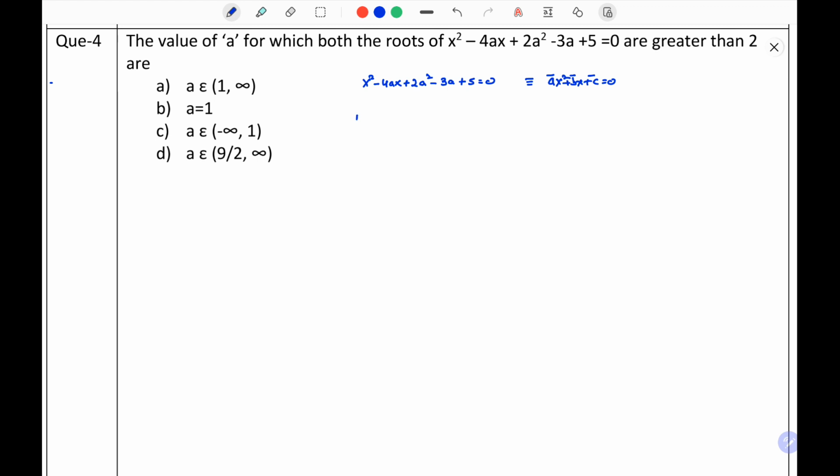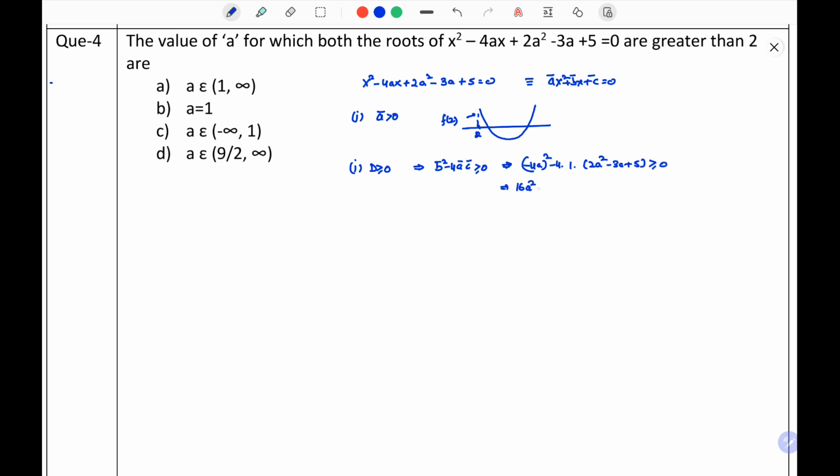So first we see that a bar is greater than 0, therefore it is upward opening, and because roots are greater than 2, that means 2 lies on the left hand side of the roots, and the value of the function at 2 is f(2). So the conditions to be satisfied are, number 1, the discriminant should be greater than or equal to 0 for real roots. This will give b bar square minus 4 a bar c bar as per the standard equation, and it should be greater than 0. Substituting the values, we will have (minus 4a) whole square minus 4 into a bar, which is 1, and c bar, the constant coefficient, which is 2a square minus 3a plus 5, and it should be greater than or equal to 0.